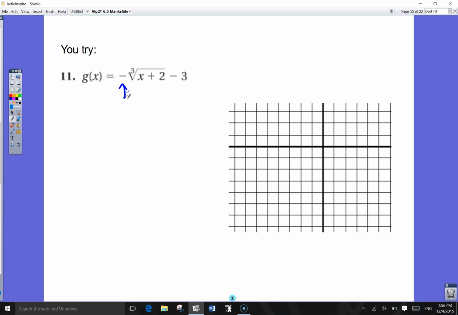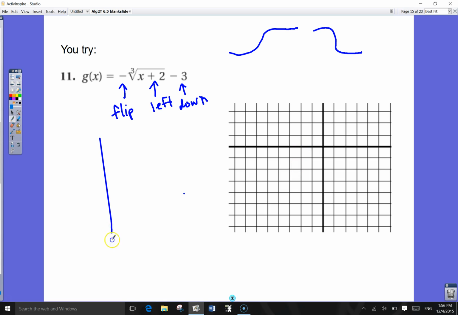This is the flip. Left and down. So we would expect we're going to take this shape, we're going to flip it, and we're going to move it left 2, down 3. So somewhere down here. So here's my table of values. h will be my middle value, negative 2. Then I'll put in negative 3 and negative 1.